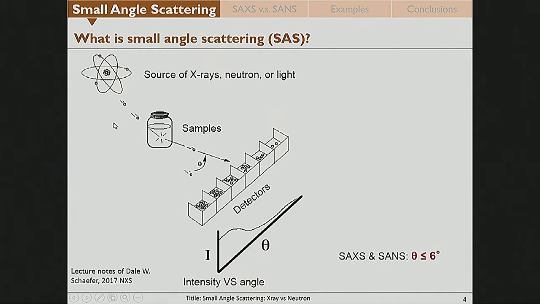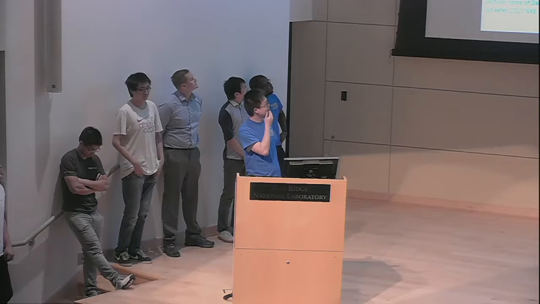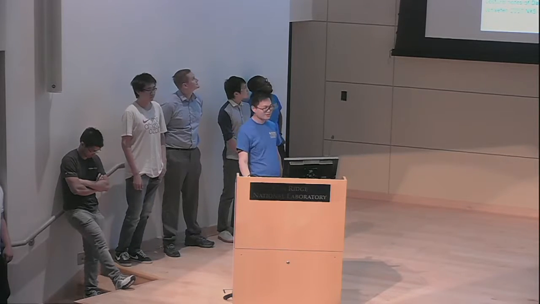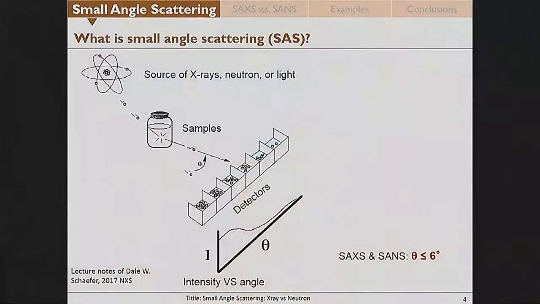So what is small angle scattering? I know that you have heard about it in many different talks in the past 2 weeks, but I'm going to talk about it again. Bear with me. So as the name shows, when you get the angle between the incident beam and the scattered beam, when the angle is small, usually less than 6 degrees, we call it small angle scattering.